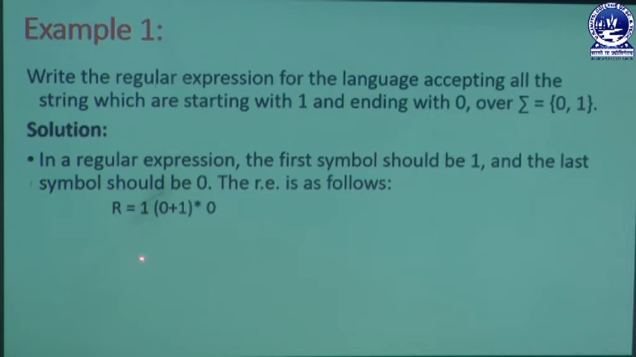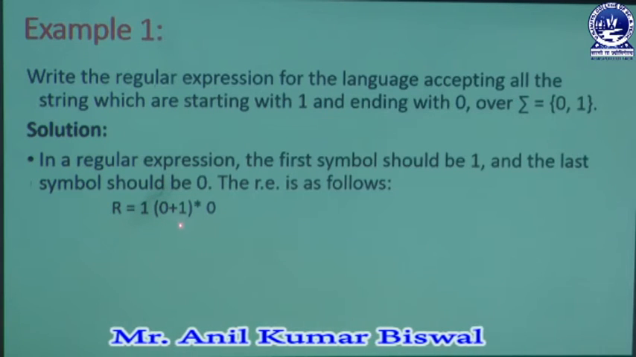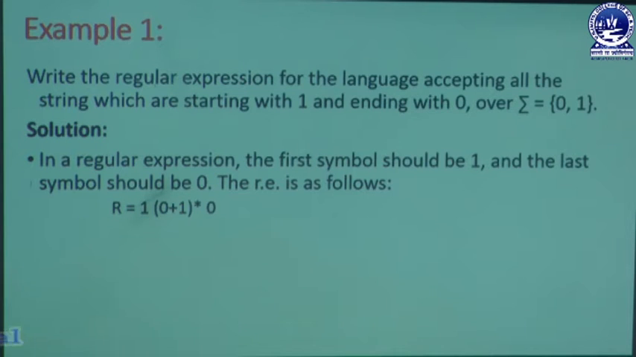The regular expression for the above question is r equal to 1, which is a part of multiplication, then (0 plus 1) star. 0 plus 1 means a union, so we may have any number of zeros or ones, including epsilon or the empty string. The starting should be 1 and the ending should be 0. In between this 1 and 0 we may have zero strings or more than one string.